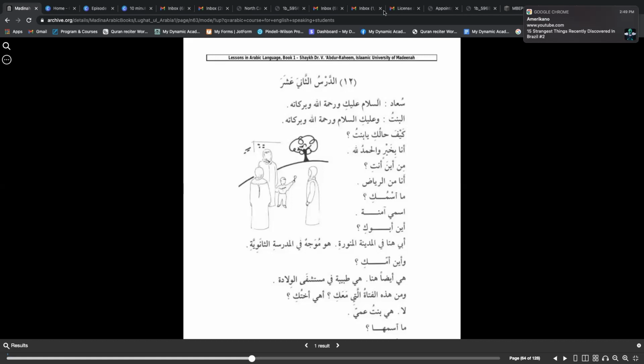Mamlakat al-Arabiyyah al-Saudiyyah. Okay, thank you for helping me, Mo. You're welcome. That's my binti in the background. You're crazy, Bibi.